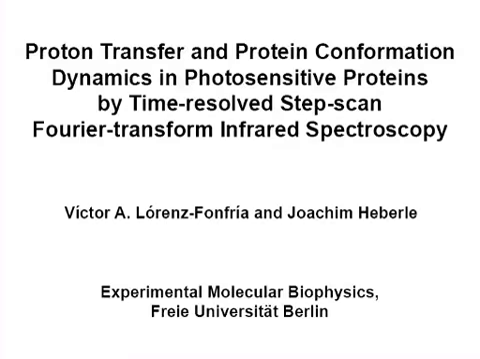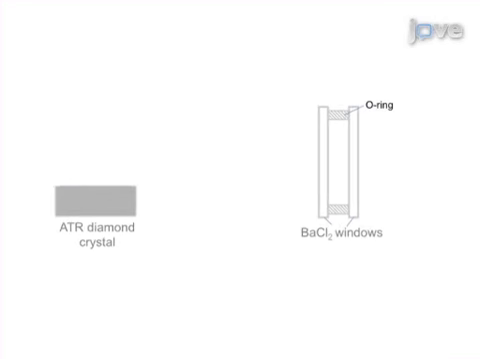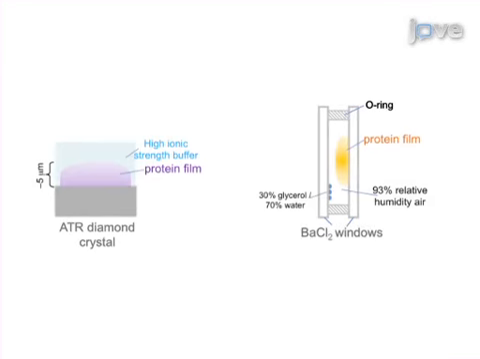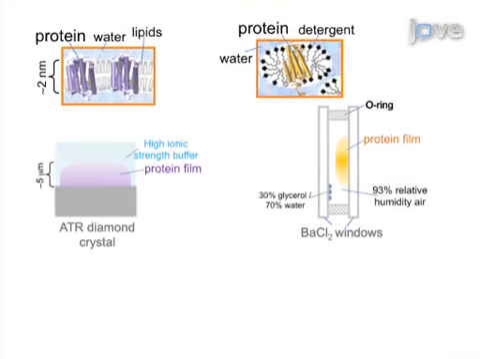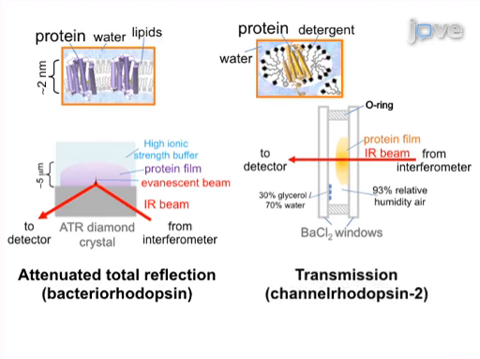The overall goal of this procedure is to probe the dynamics of protonation and conformational changes of two photosensitive membrane proteins using time-resolved step-scan FTIR spectroscopy. This is accomplished by first forming a hydrated protein film whose infrared absorption will be probed either in an attenuated total reflection configuration for bacteriorhodopsin or in a transmission configuration for channelrhodopsin 2.